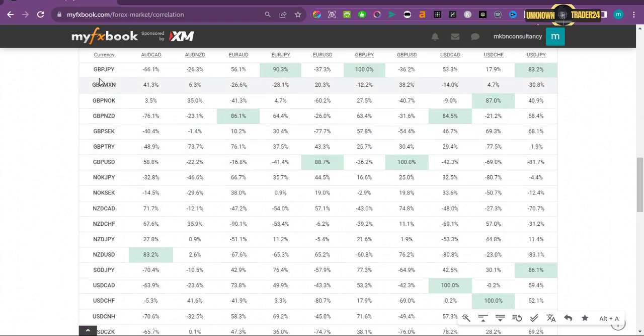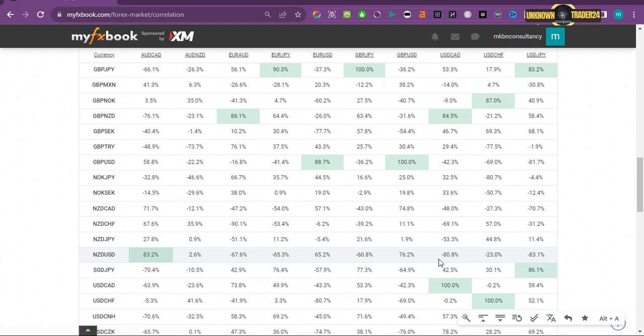Okay, but because of these correlations, as you can see, this is 90% correlation. If it's a very big negative, like negative 80%, this means that, as you can see, New Zealand USD has a negative 80.8% correlation with USD CAD. This means that if New Zealand USD is gonna go up, then this one is gonna go down. These ones are gonna go in opposite directions.